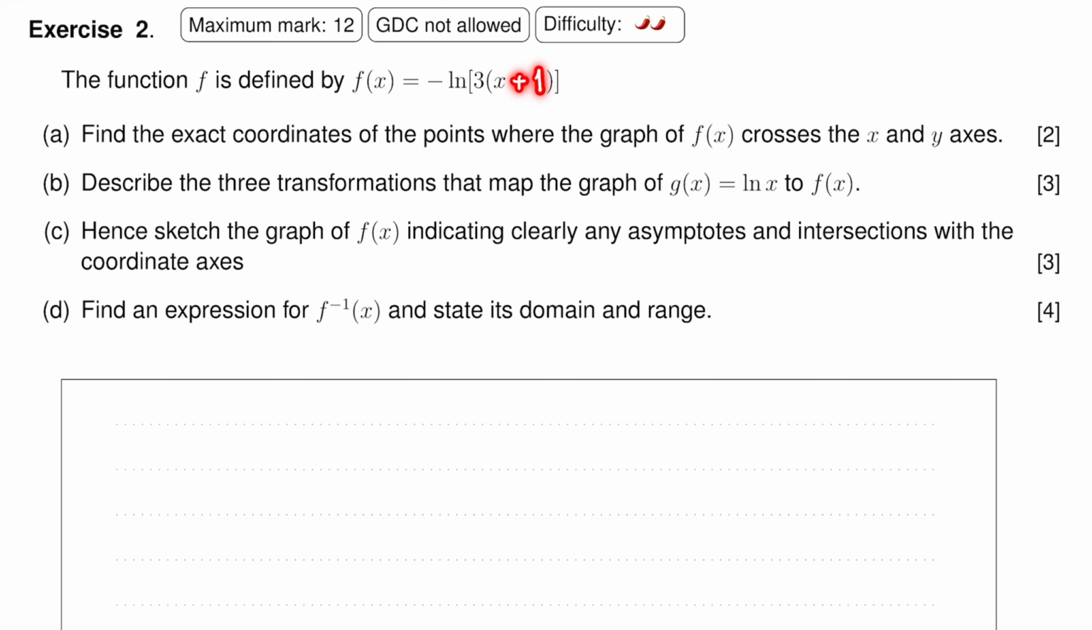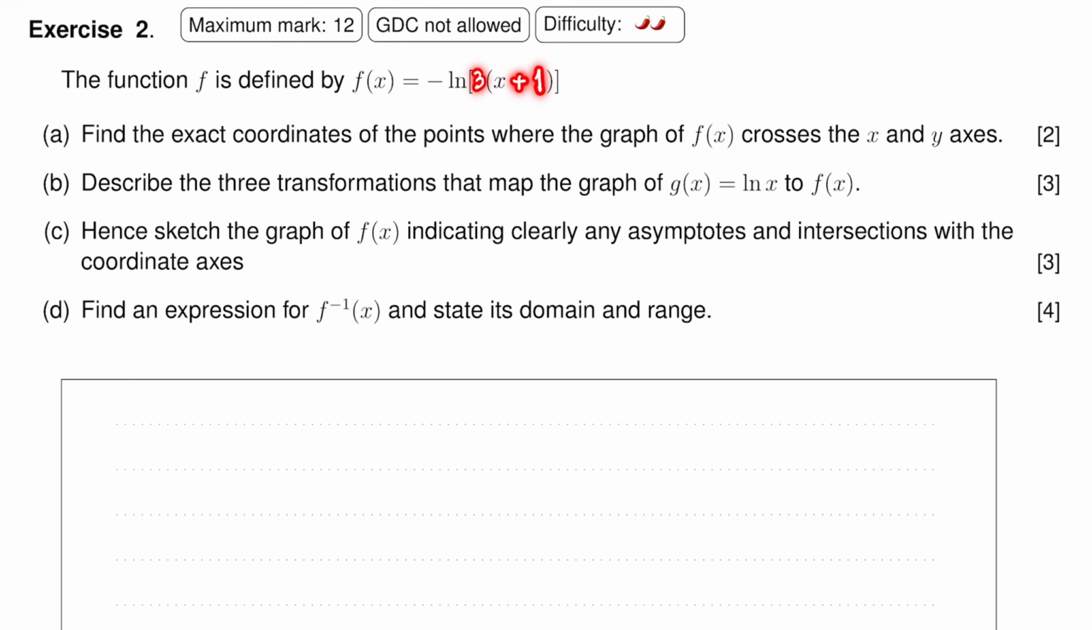We can already see that using ln of x as a parent function, we have 3 transformations being applied to get f of x. What are these transformations? We have a horizontal shift 1 unit to the left, and by the way, I'm not specifying these transformations in any specific order. We have a horizontal compression by a scale factor of 3. Although we don't use the word compression in IB math, so what we say is we have a horizontal stretch by a scale factor of 1 over 3.